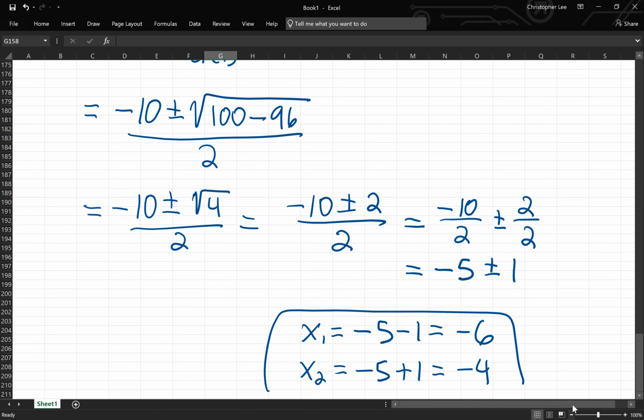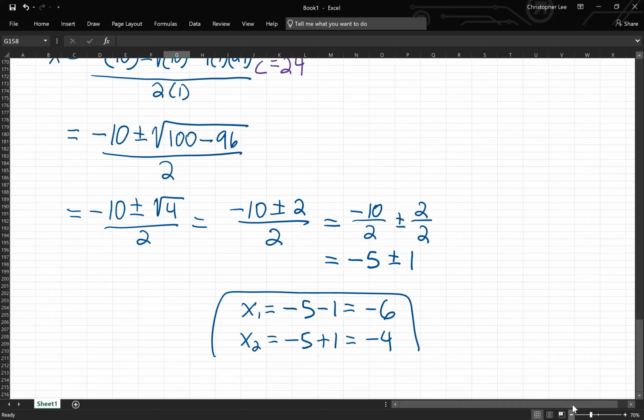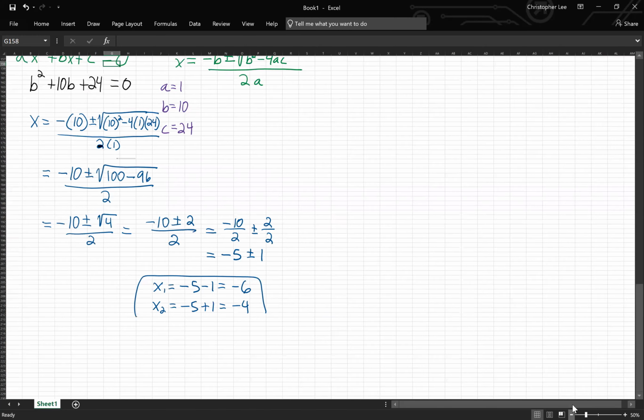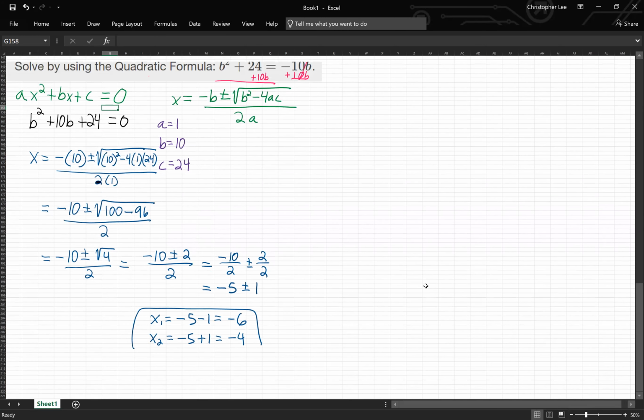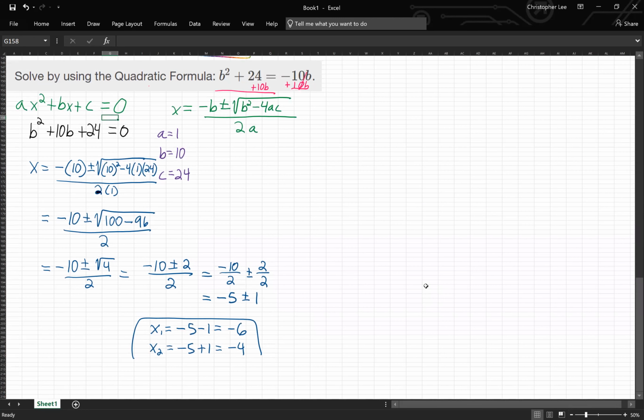Questions on this? Alright, so why does the B go in front of the 24? The 10B. Because I always write my equations in descending order, right? So my quadratic is first, and then my single variable is second, and then my constant right after.